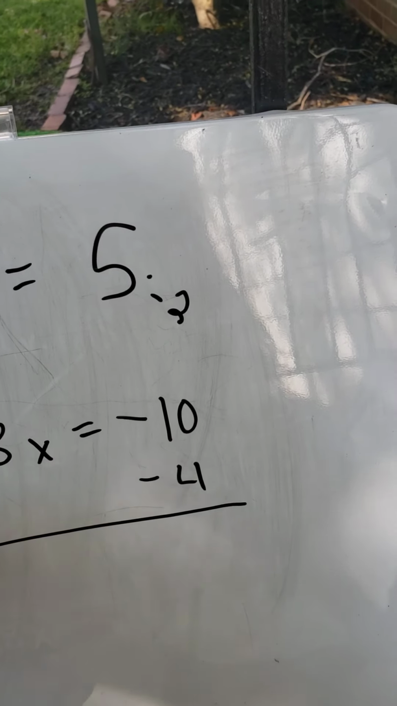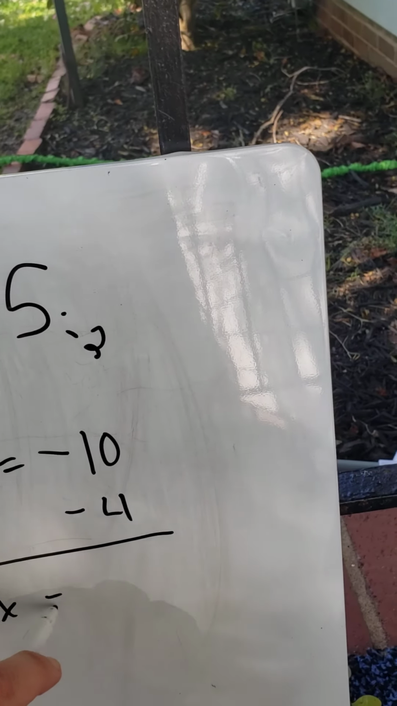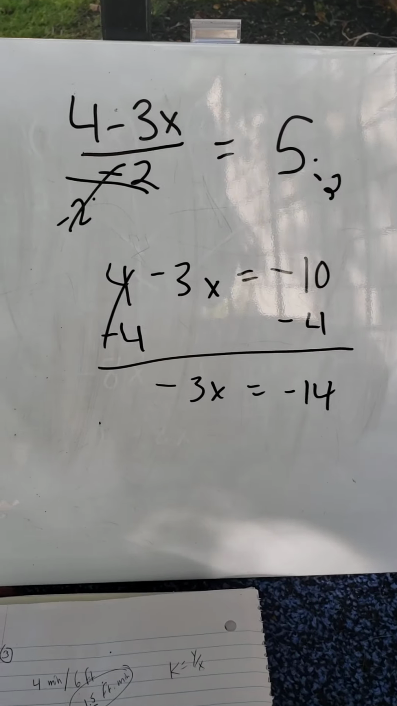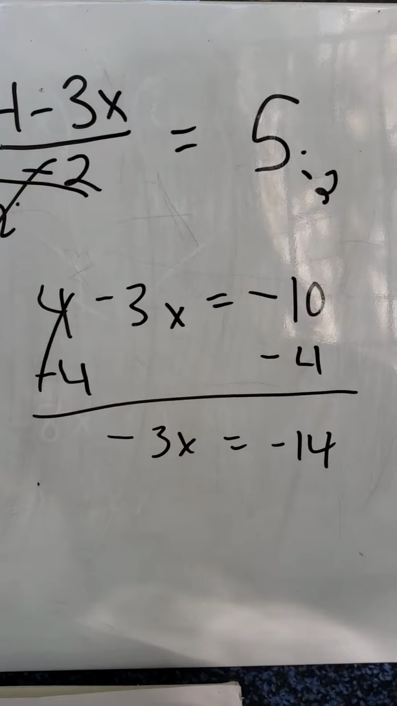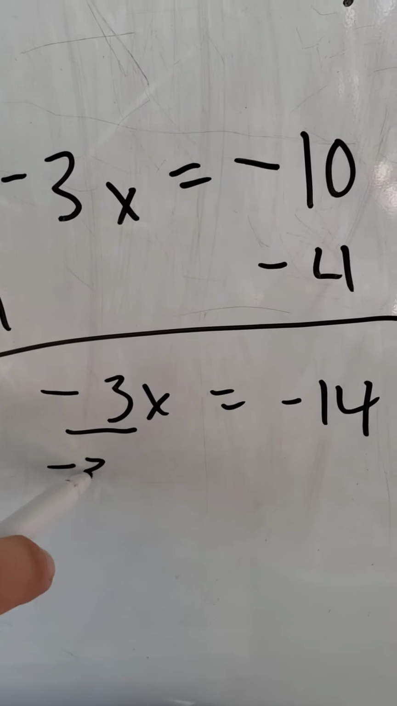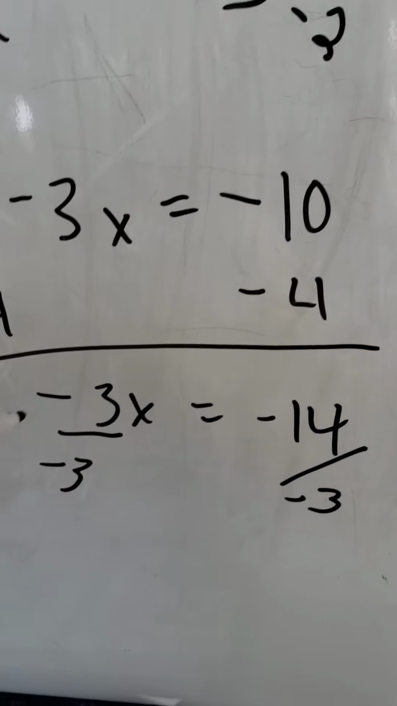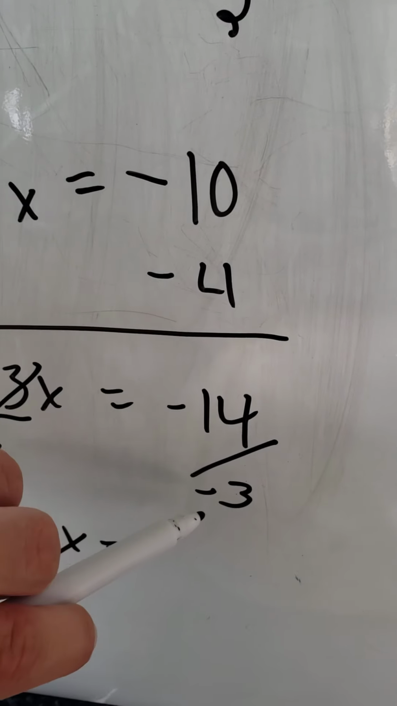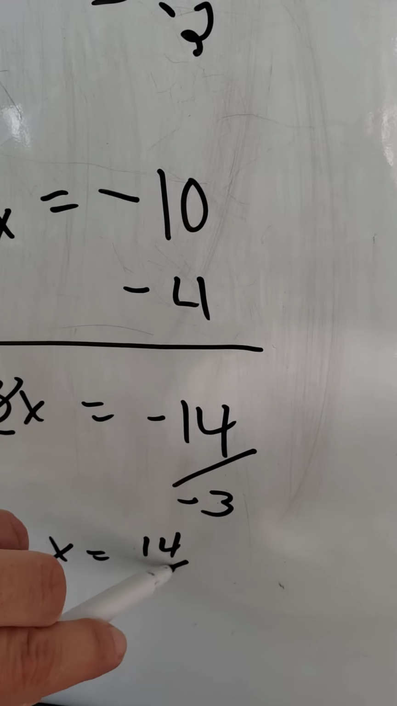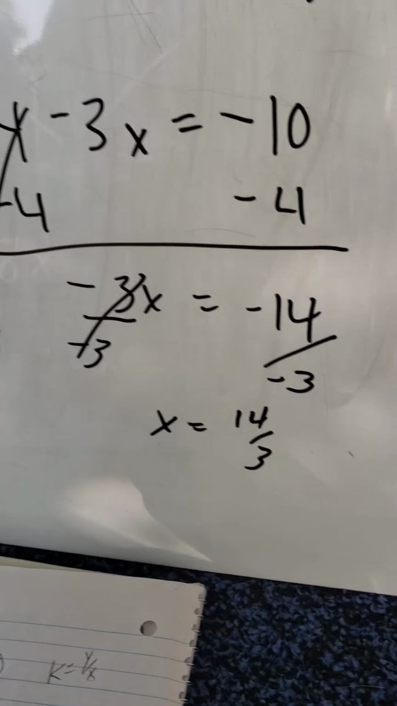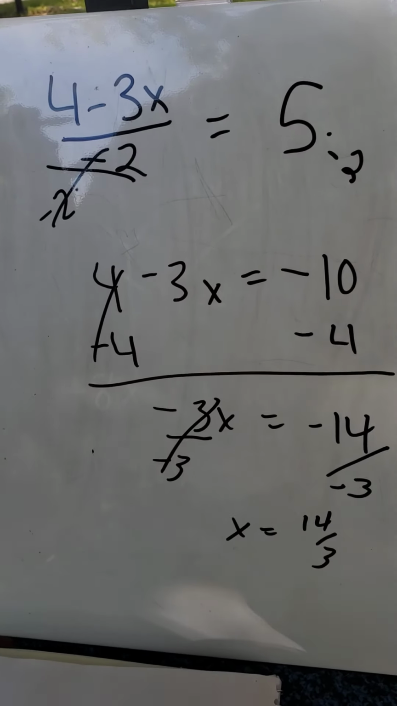We're going to end up with -3x equals -14. Now we need to get rid of the 3, which is being multiplied by x. So we're going to divide by -3 here. Divide by -3 here. That gets rid of everything but our x. So x equals negative divided by a negative is a positive 14 over 3. Or you can simplify it and do 4 2/3. Either one is correct.